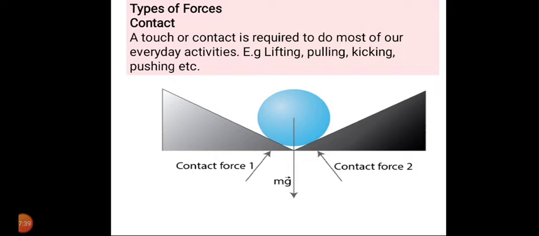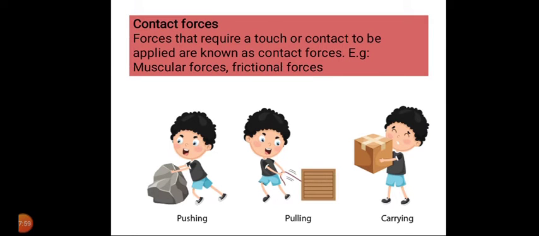The wall is put between these two surfaces. So when the force is exerted between this wall and this surface, then the force exerted between these two will be contact force. Contact forces are those that require touch or contact to be applied. For example, muscular forces and frictional forces.